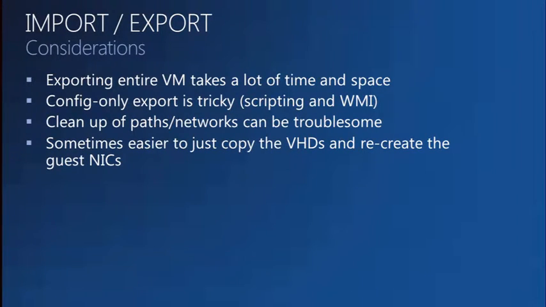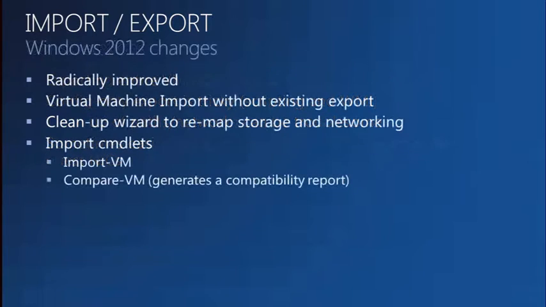So import-export gets a lot better in Windows 2012. It's radically improved. The big thing is that you don't need to have an export file anymore to do an import. That was the biggest problem with R2, is you could never import a VM unless you previously exported it, and you never knew that you needed to export it until it was too late. So now you can just take any given virtual machine that you've got sitting anywhere, just import it in place. And it works amazingly well.